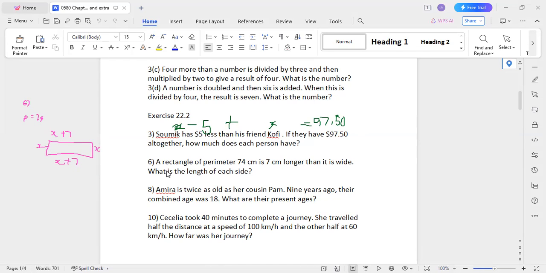Maybe Alvin wants to try working out question 8. Alvin could try working out question 8. I'm currently doing question 6 just now. Okay, maybe I'll try question 8.